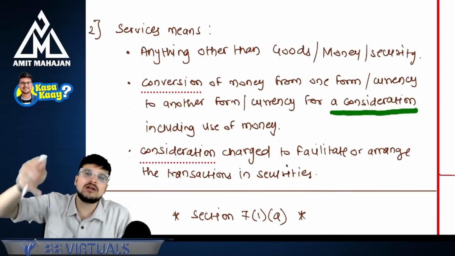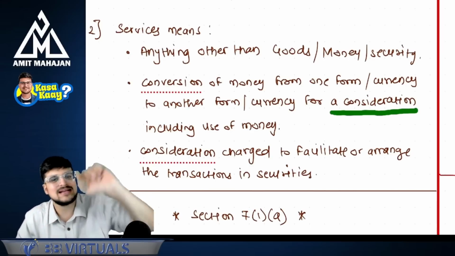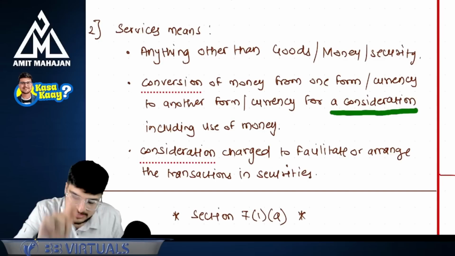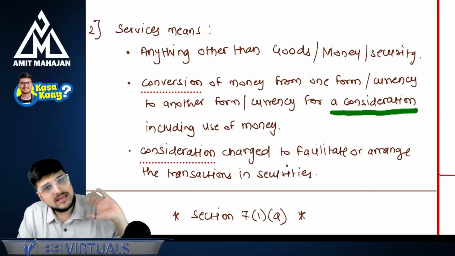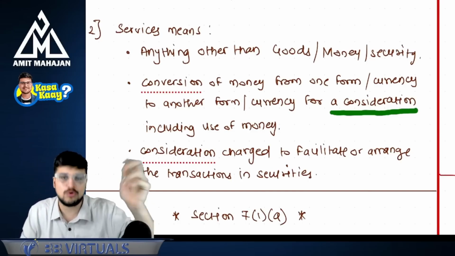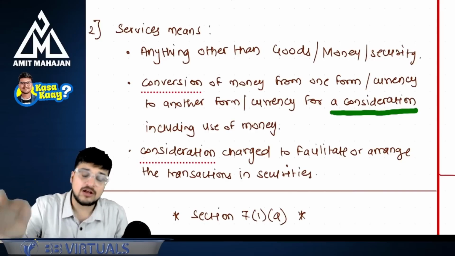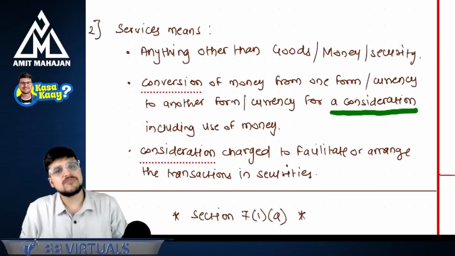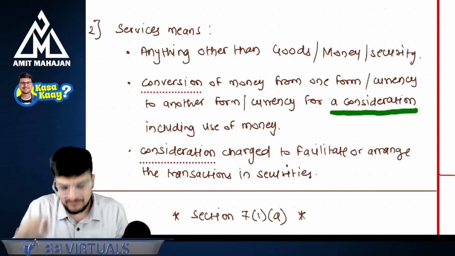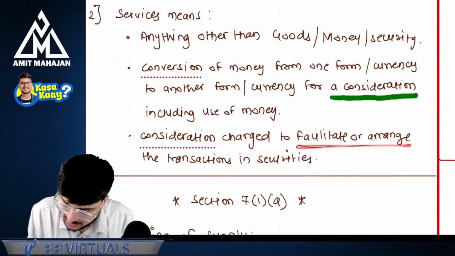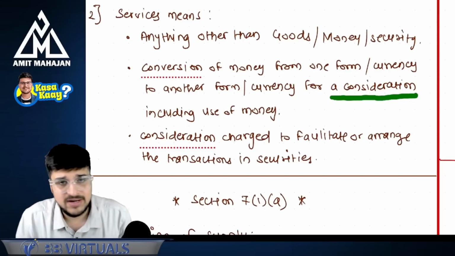Understand, you have a 100 rupee note, you want 10 rupee notes. You gave me 100 rupees and I give you 10 rupee notes. And for that, I charged consideration from you. Then in that case, it will be considered as service. But if I give you 10 rupee notes and did not charge any consideration, I did conversion for you, but without consideration, it will not be considered as service. It has to be for a consideration. And the third part is consideration charged to facilitate or arrange transactions in securities, for example brokerage. That will also be considered as services.